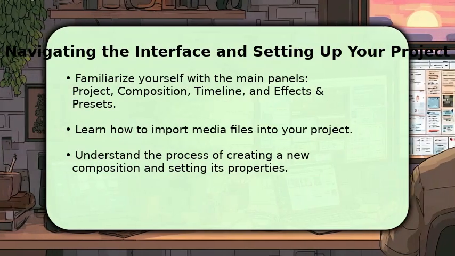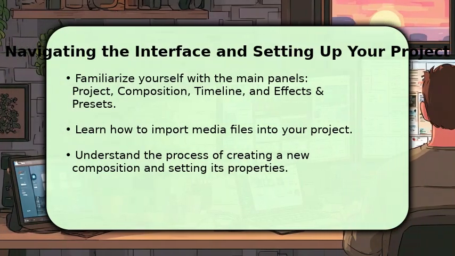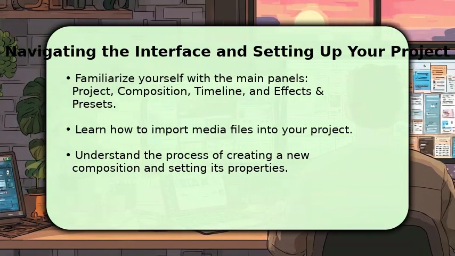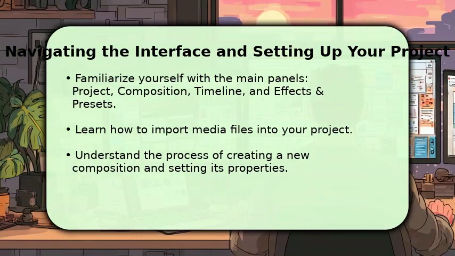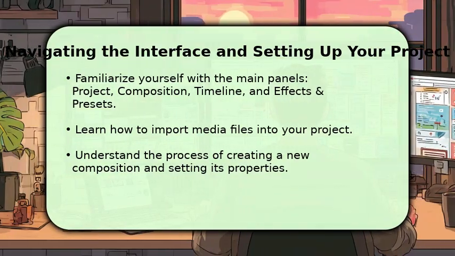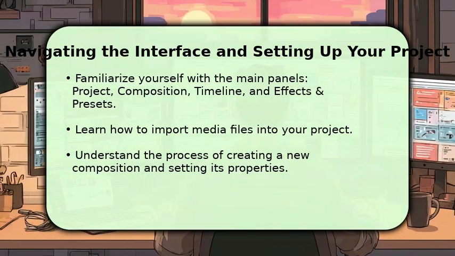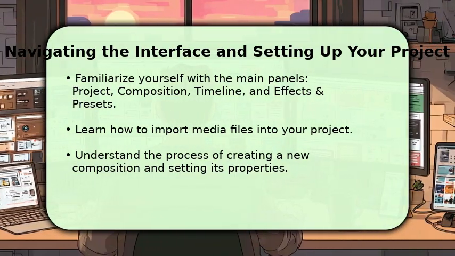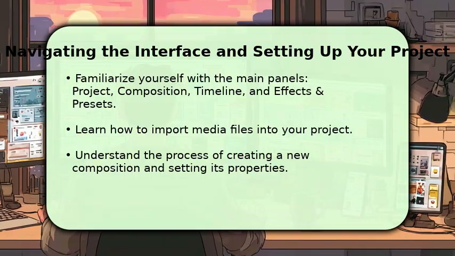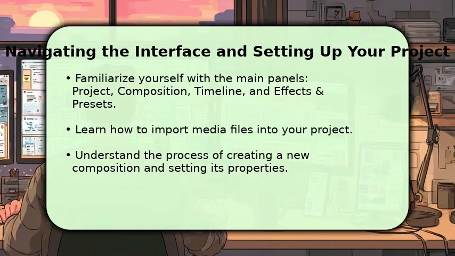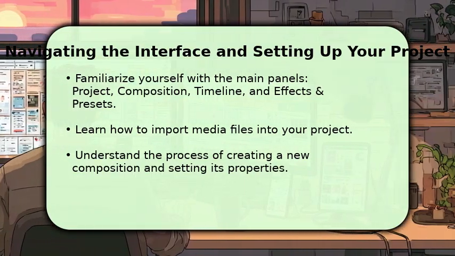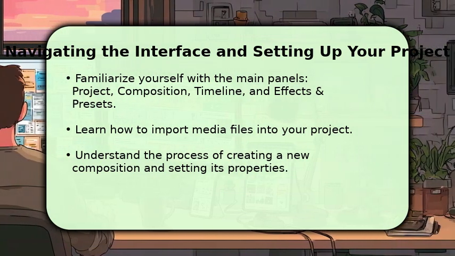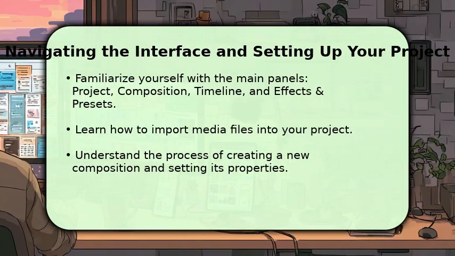Let's begin by exploring the After Effects interface. You'll find key panels like the Project panel for your media, the Composition panel for your visual workspace, and the Timeline panel for arranging and animating layers. To start, you'll learn how to import your video clips, images, and audio files. Then, we'll create a new composition, which is essentially your canvas, and set up its dimensions, frame rate, and duration. Understanding these foundational steps is crucial for a smooth editing workflow.